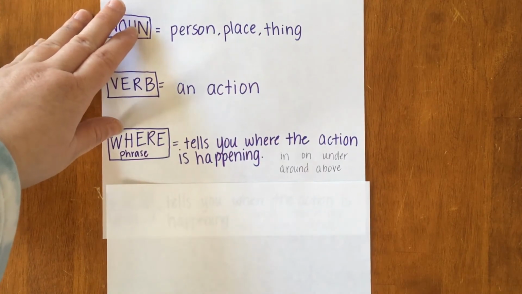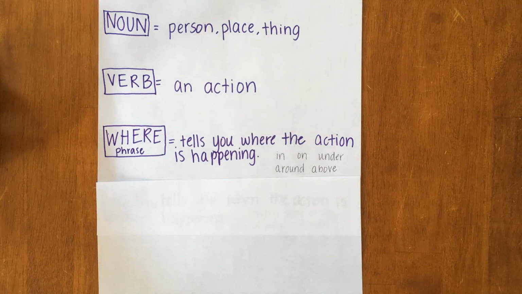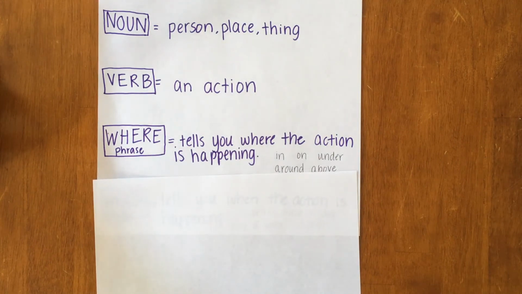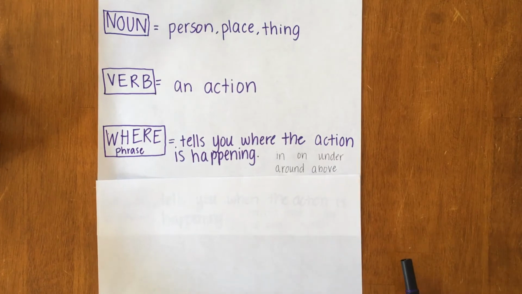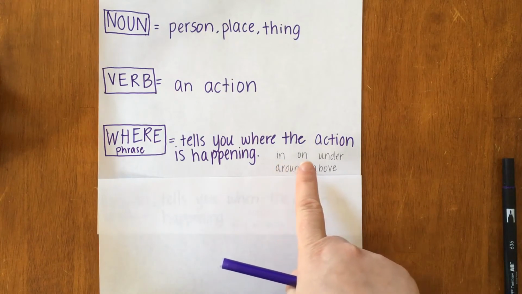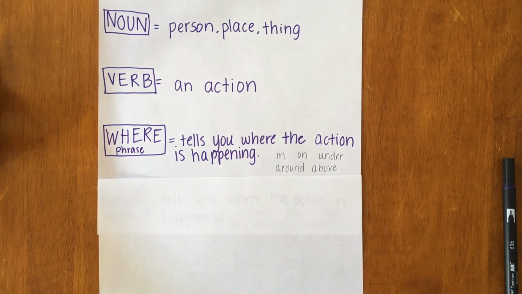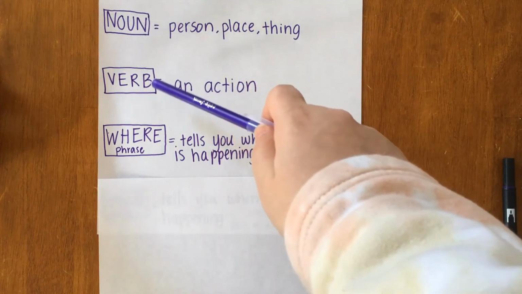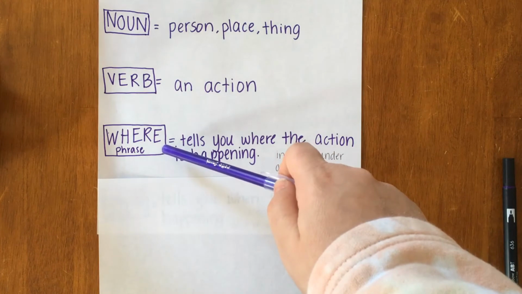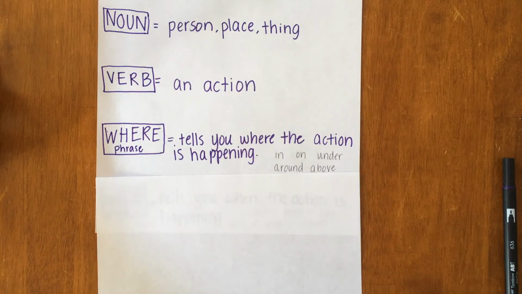Another part of speech that we're going to have to use in our sentence frame is a where phrase. And what a where phrase does is it sounds exactly like what it's called. It tells you where an action is happening. And so words that can kind of help us start a where phrase are words like in, on, under, around, above. They tell us where things are happening. So I just told you that my dog sneezed in the living room. So where did she sneeze? She sneezed in the living room.